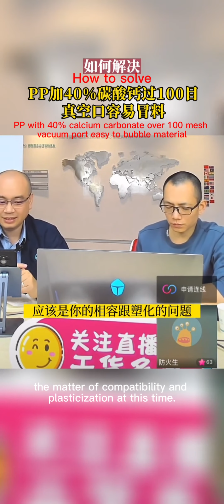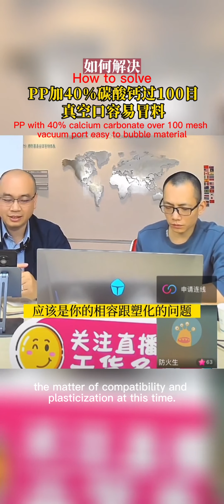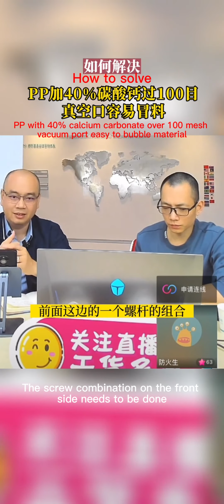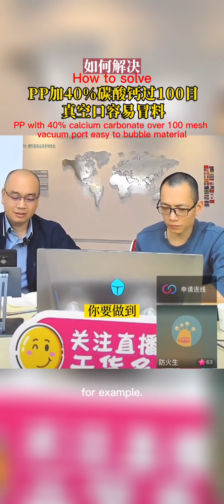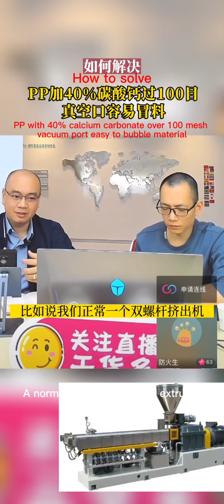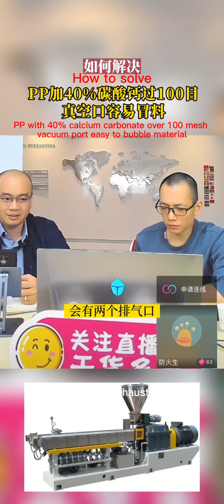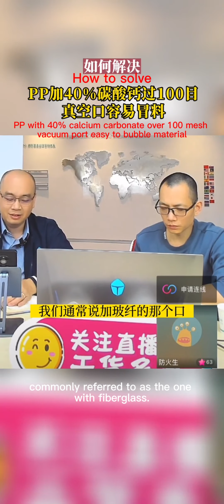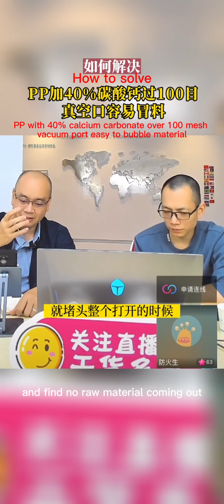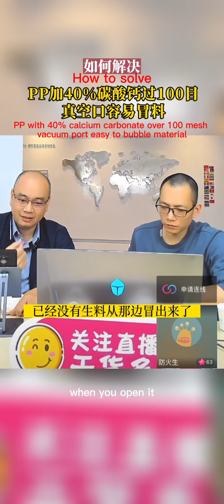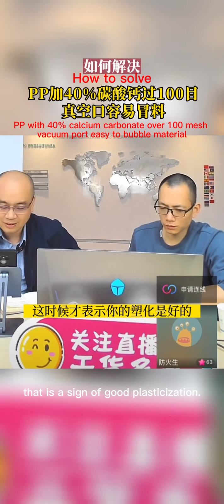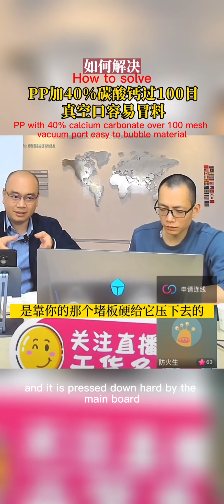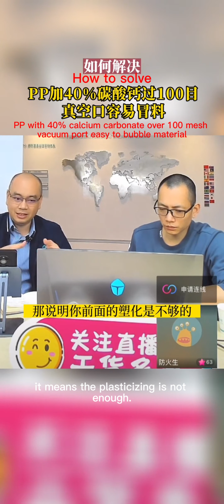Then it should be a matter of compatibility and plasticization at this time. This means that when you get to this position of the vacuum port, the screw combination on the front side needs to be adjusted. For example, you can start by observing a phenomenon. A normal twin screw extruder will have two exhaust ports. At the first exhaust port, which is also commonly referred to as the one with fiberglass, when you open the plug and find no raw material coming out, that is a sign of good plasticization. If you see raw material coming out all the time at the first port, and it is pressed down hard by the main board, it means the plasticizing is not enough.